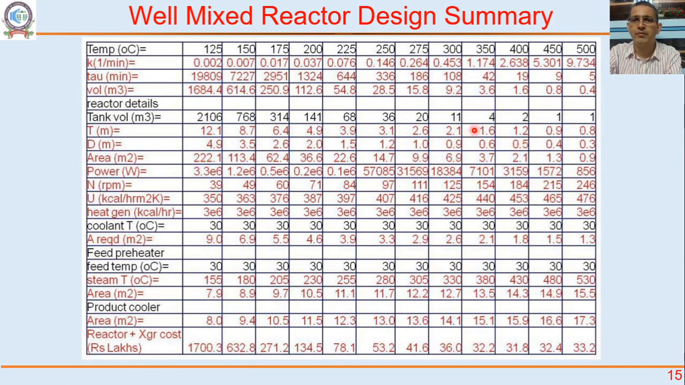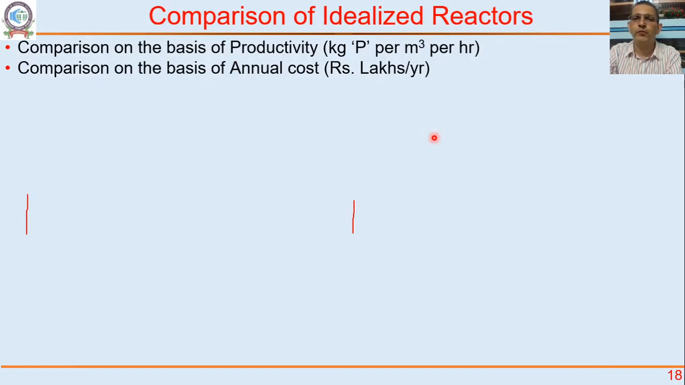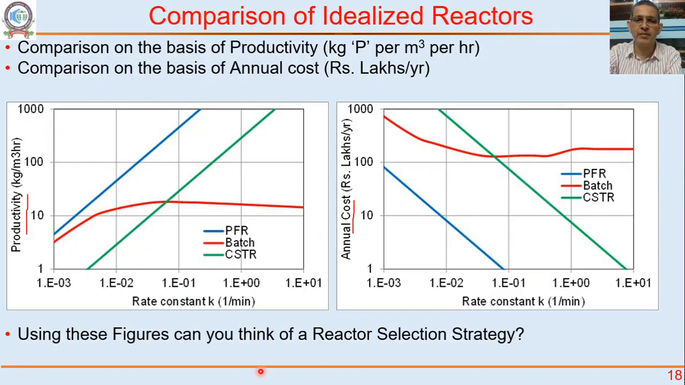Well mixed. For these high temperatures, I require how much volume? 36, 20, 11, 4, 2, 1, 1. As higher and higher temperatures you go, obviously cost becomes a consideration, but plug flow becomes so much more convenient. So we can think about two regimes in this case, two dividing lines if you like around this.